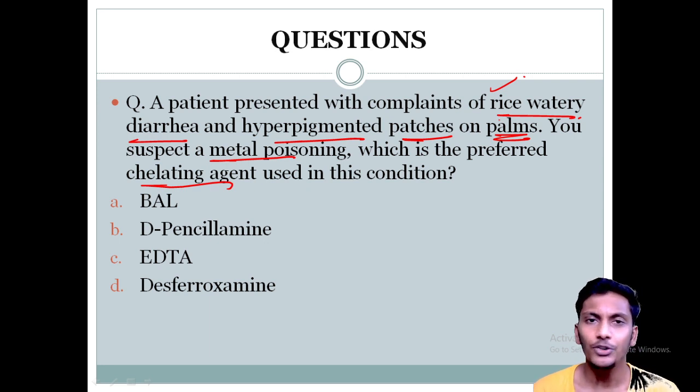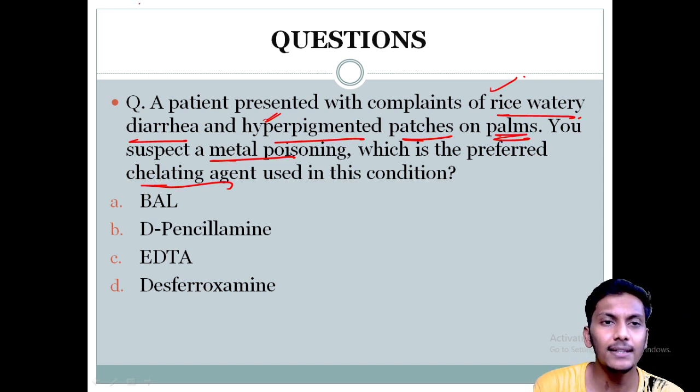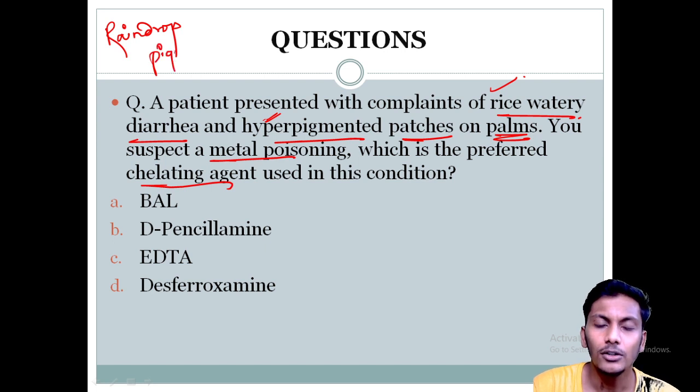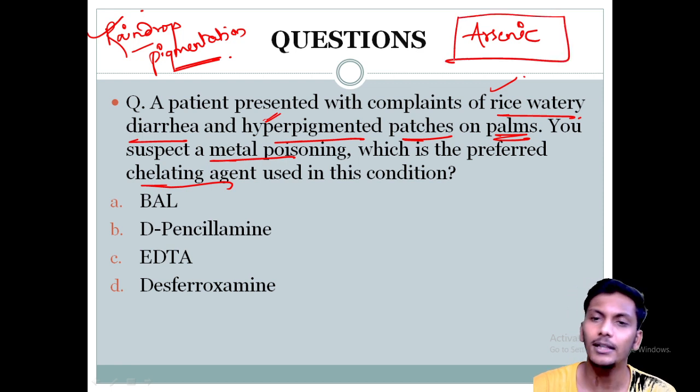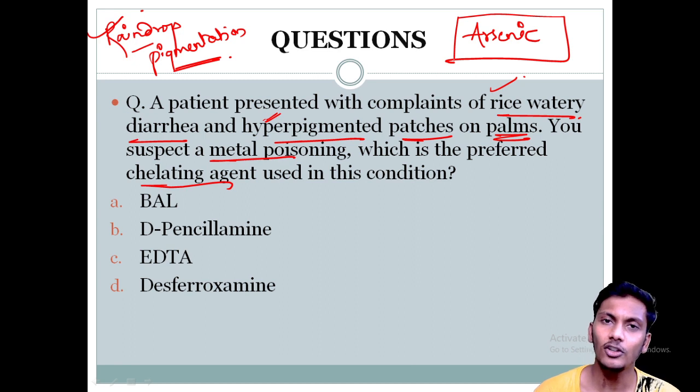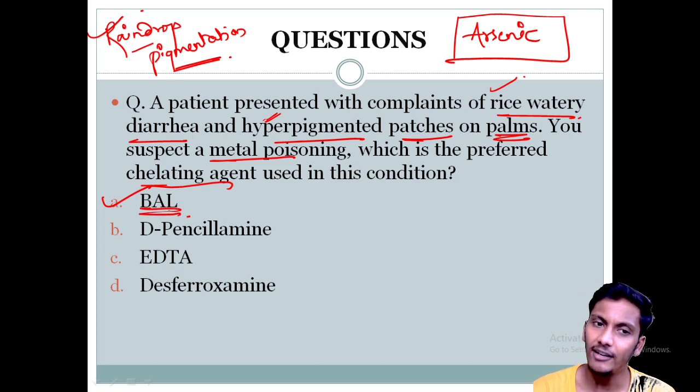If you study FMT, you will get to know one of the metal poisonings resembles cholera, and also in that poisoning we can see hyperpigmented patches on the palms, and these blackish patches on the palms are known as raindrop pigmentation. So please remember these two important points: a poisoning resembling cholera with rice watery diarrhea and raindrop pigmentation is nothing else but arsenic poisoning. And which is the preferred chelating agent in arsenic poisoning? As we all know, it is option A, BAL, British anti-lewisite, where A goes for arsenic poisoning in the name itself, right?